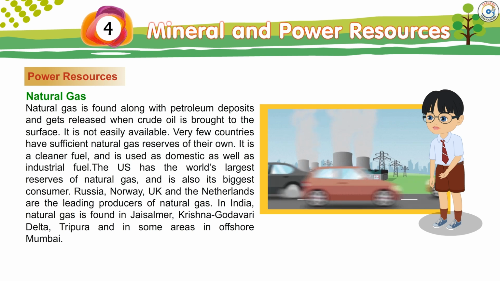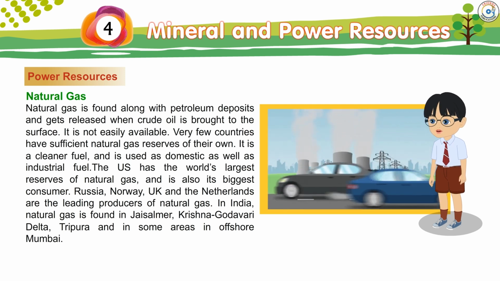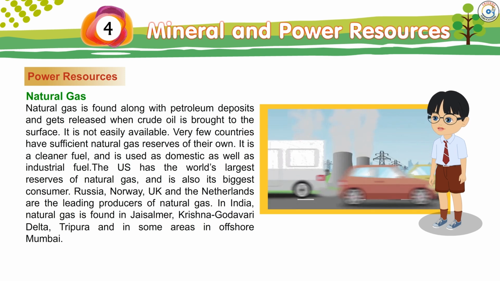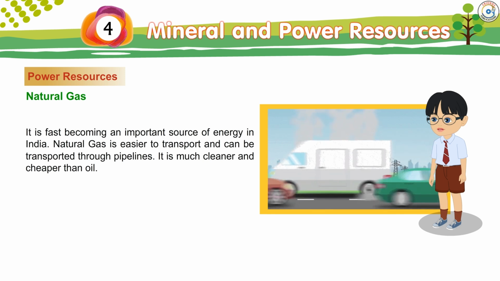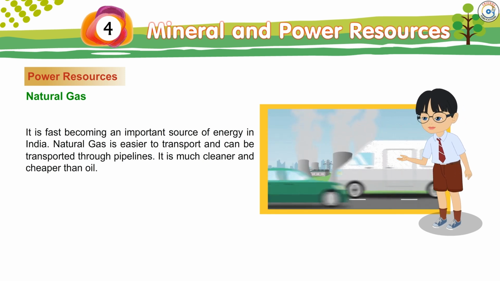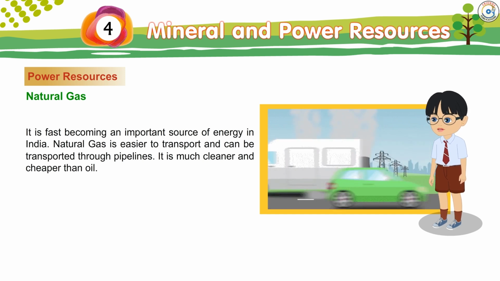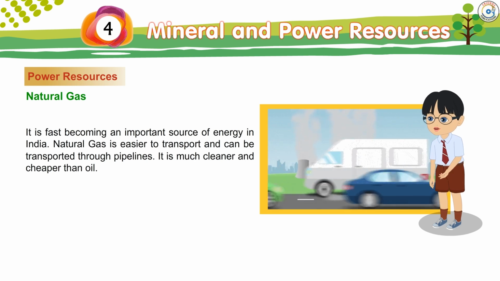In India, natural gas is found in Jaisalmer, Krishna Godavari Delta, Tripura and in some areas in offshore Mumbai. It is fast becoming an important source of energy in India. Natural gas is easy to transport and can be transported through pipelines. It is much cleaner and cheaper than oil.